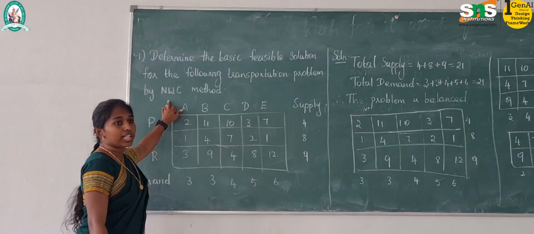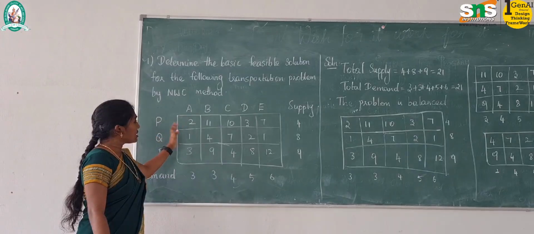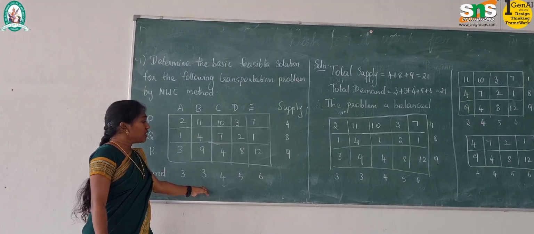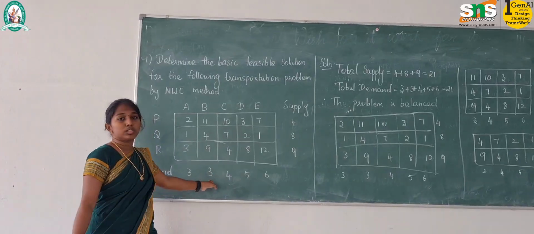NWC method. The NWC method is nothing but the northwest corner method. So this is the problem statement. Here we are given the supply as well as the demand. First we are going to check whether the total supply is equal to the total demand.